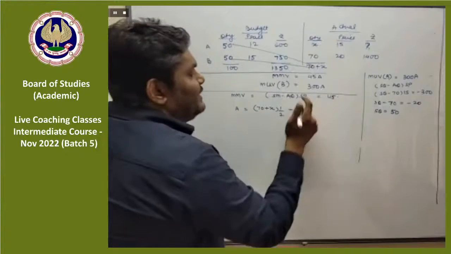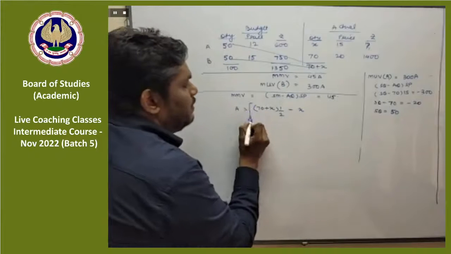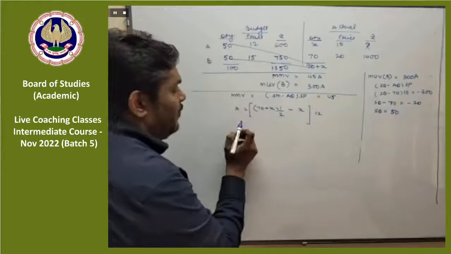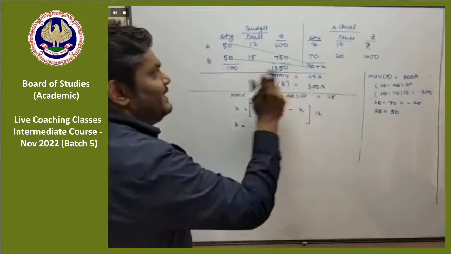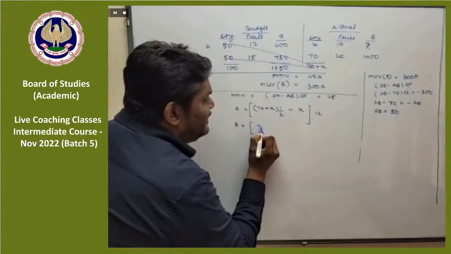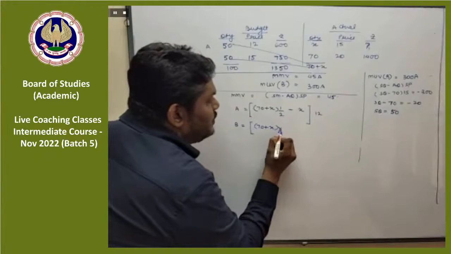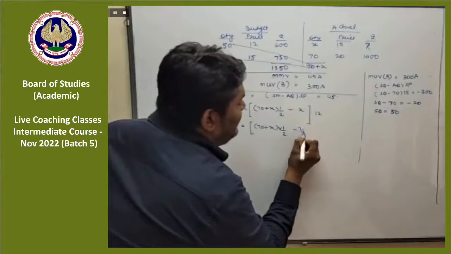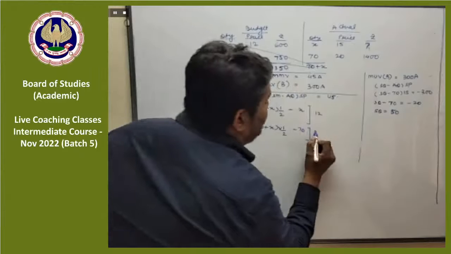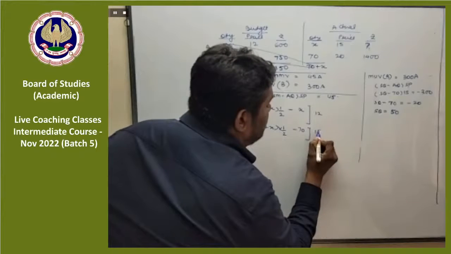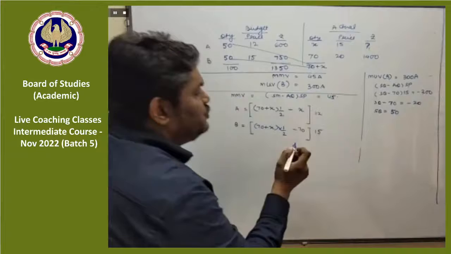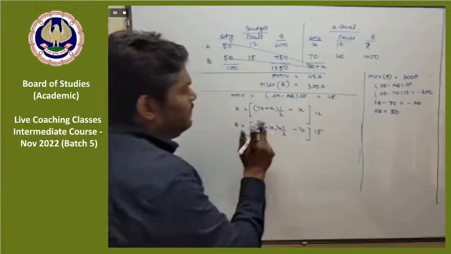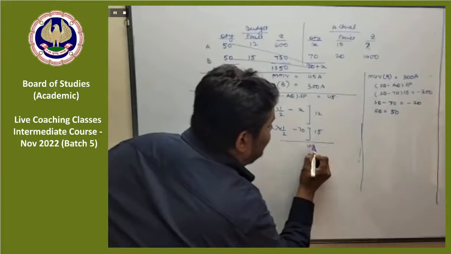When talking about the actual mix, it is X into the standard rate, that is 12. For B also similarly, the 70 plus X should be in the ratio of 50:50, that is into 1 by 2, minus the actual quantity, that is 70, and this should be multiplied by 15. And the total of this should be how much? 45 adverse. So let's solve it now.